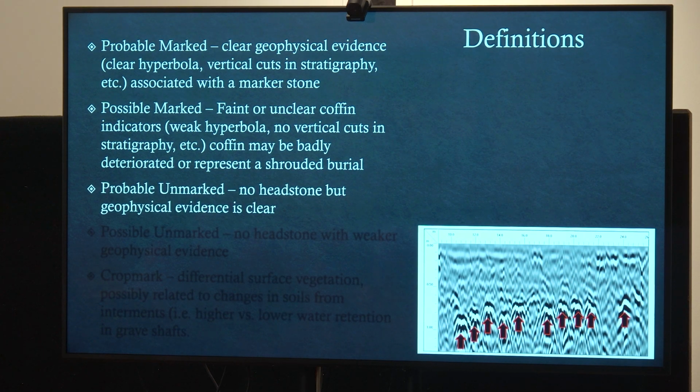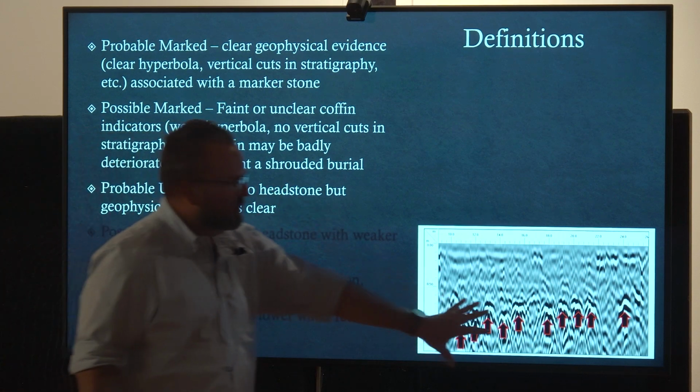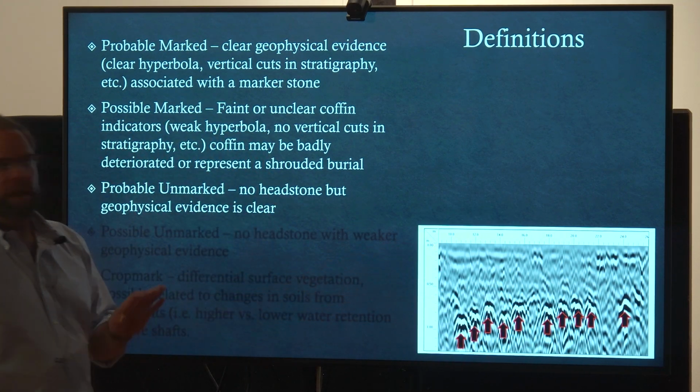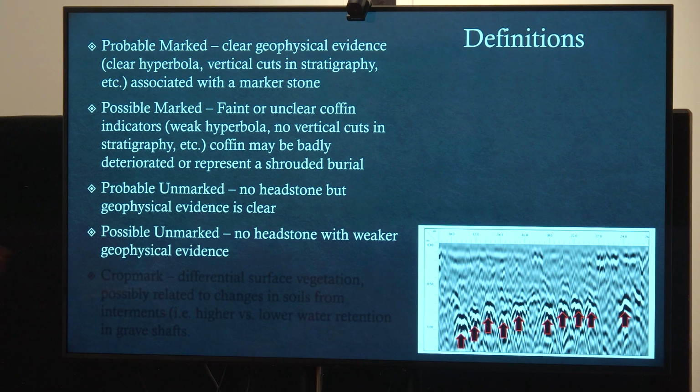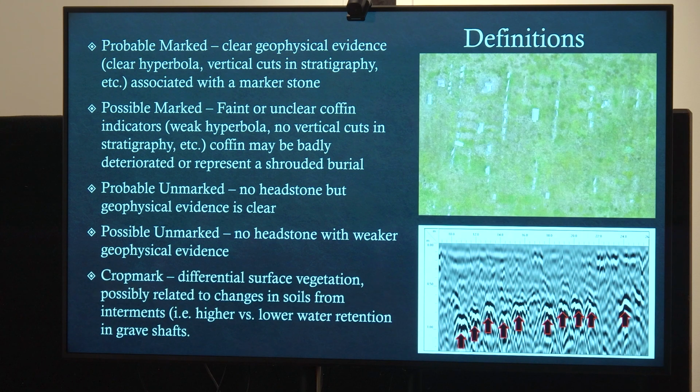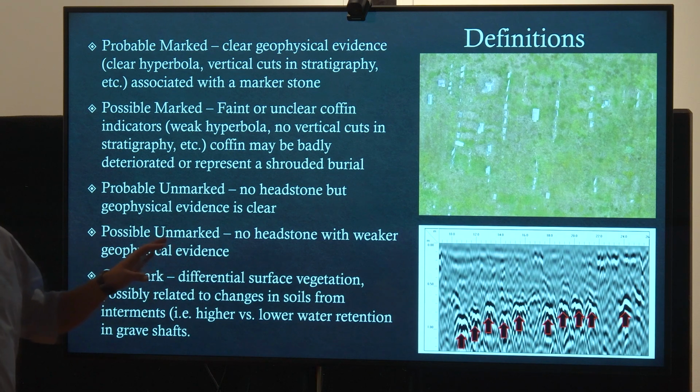A probable unmarked burial is one that looks just like this, right? They're really clear, but there's no headstone. So again, I'm very confident that it's a burial. A possible unmarked burial has no headstone and weaker geophysical evidence. And then I've already talked about the depressions, but crop marks are other indicators that aren't geophysical, such as a superficial depression or a crop mark that shows a clear burial too.